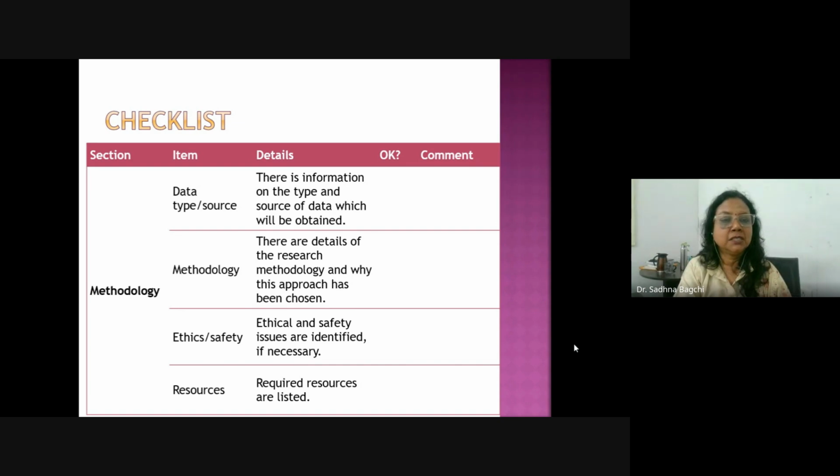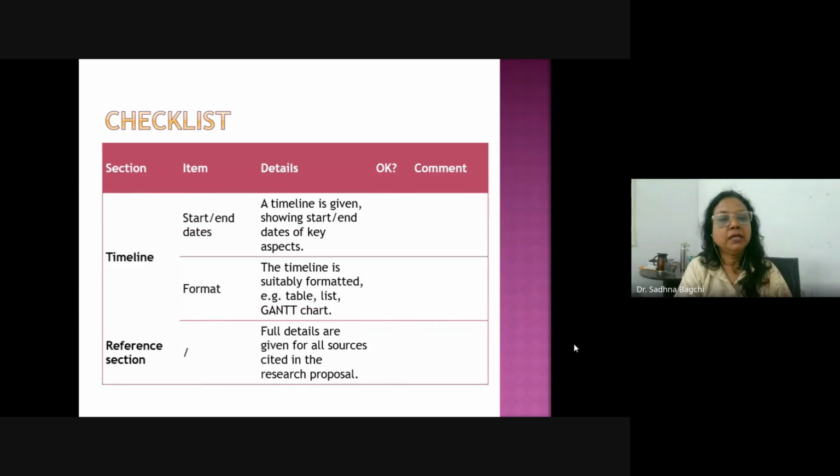Type of data, source of data, methodology, ethics, safety, resources. You have to check whether there is information on the type of data, where the source of data is and where it is obtained, and the detailed research methodology and approach. Ethical and safety issues are identified if necessary. Resources required are listed here. Timeline: start date and end date. Formats are determined suitably, for example formatted tables list, pictures list, images list.